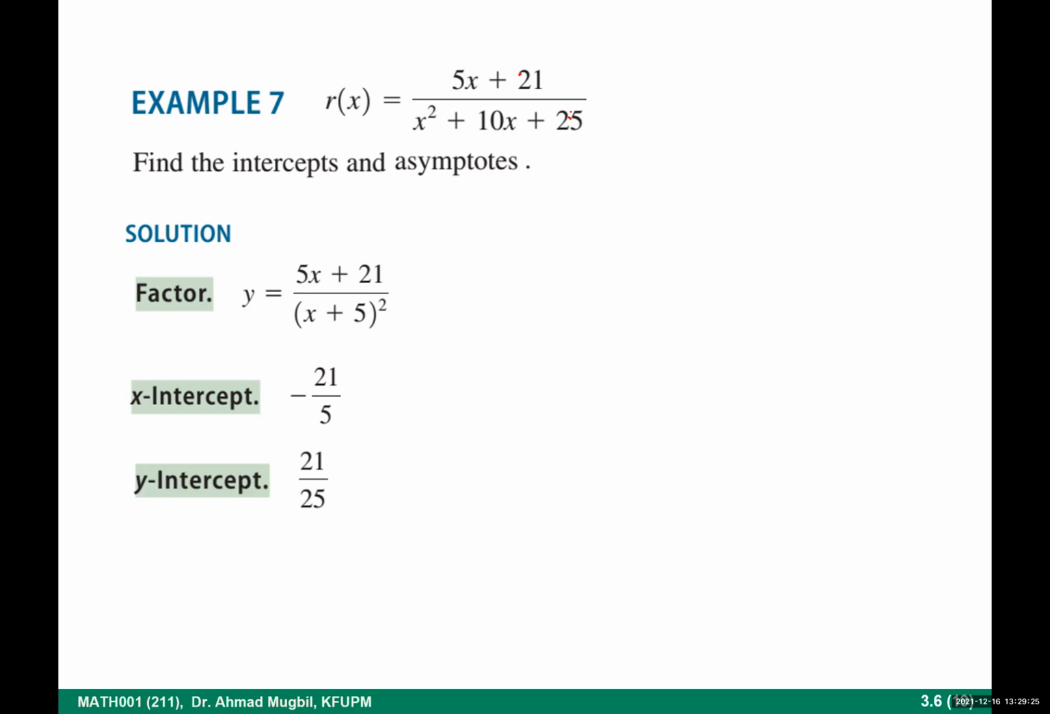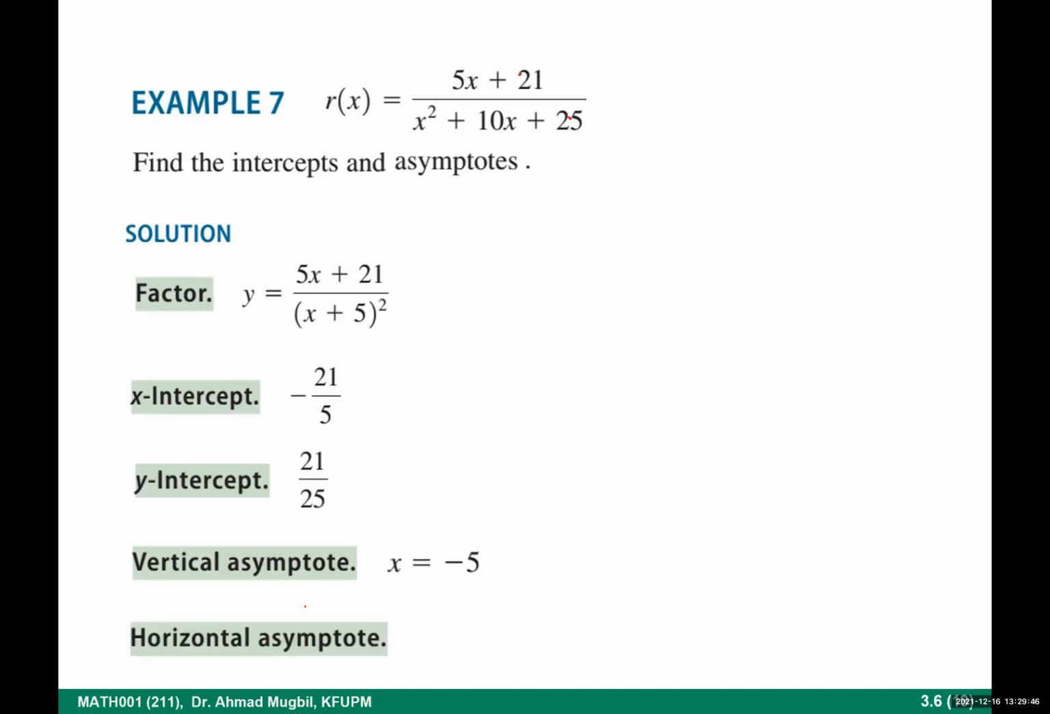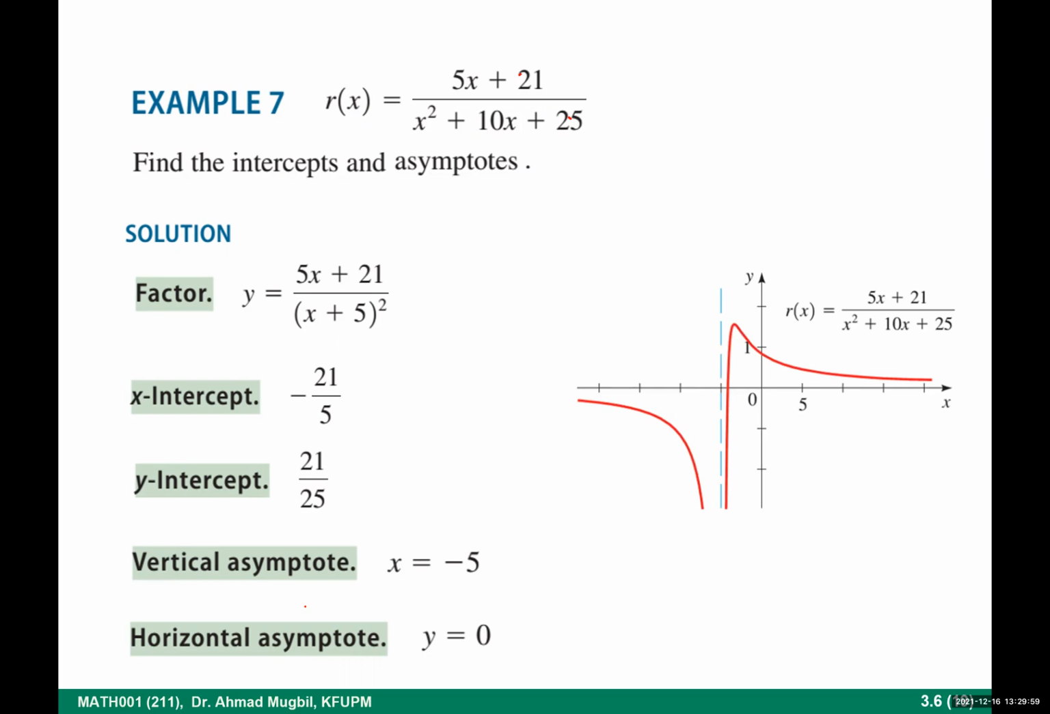The vertical asymptote. Vertical asymptotes. Why do you say y when you say vertical? Vertical asymptotes, x equals negative 5. Be careful. And the horizontal asymptote, y equals. Who said y equals 5? The degree of the numerator is less, so it is y equals 0. Be careful. And this graph intersects its horizontal asymptote, by the way. The horizontal asymptote is the x-axis.